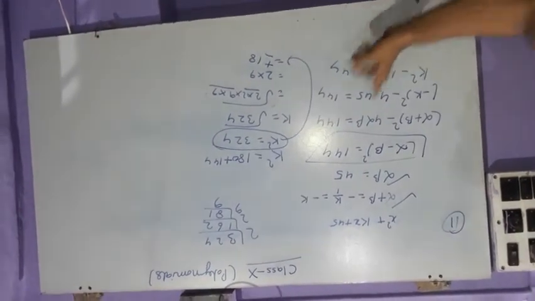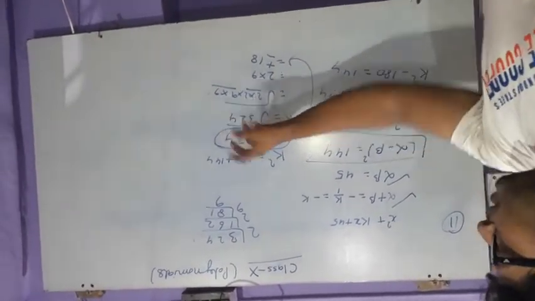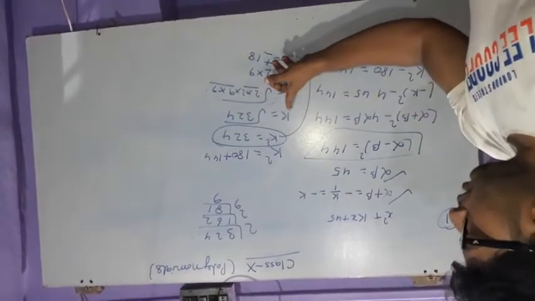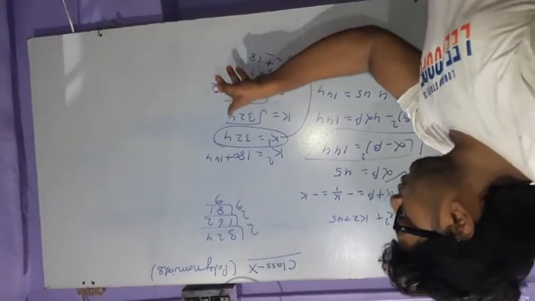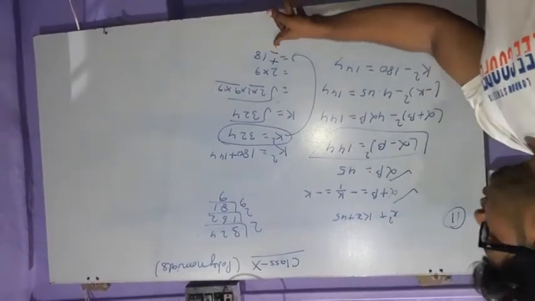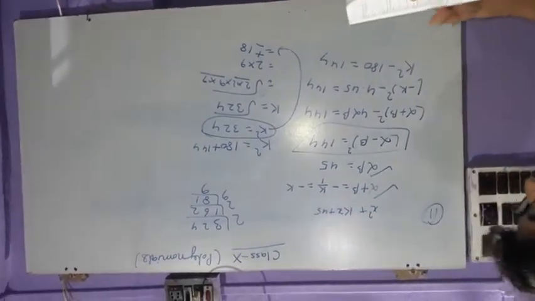K square equal to minus, and this side will go into plus. K square equal to 324, and again k equal to plus minus root, so the square root of 324 is equal to plus minus 18. You can note it down. After that we will solve question number 12.